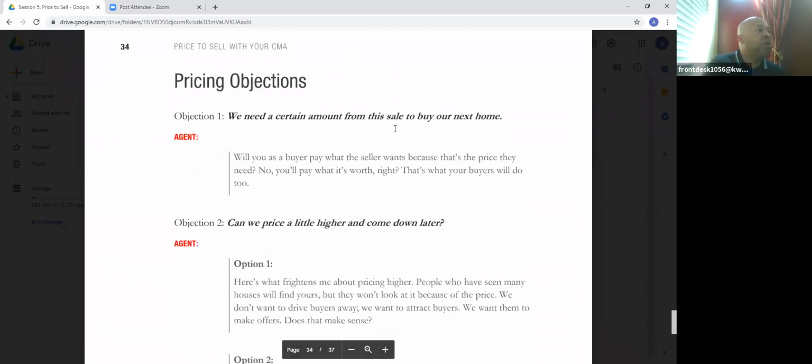What's very important is page 34, pricing objections. We will encounter a lot of sellers who are going to have pricing objections. No matter what you say, they're going to say the house up the street did this or that. And sometimes you can't even find the house they're talking about, but they're sure that the house sold for $50,000 more than what you're trying to list theirs for. So you just have to have all your backup documentation to present to the seller.